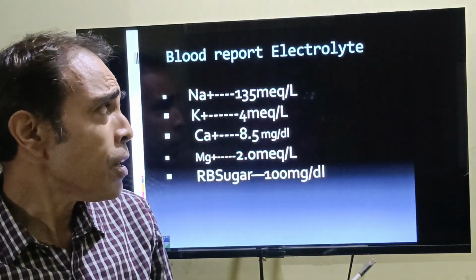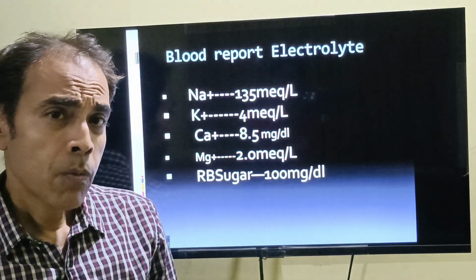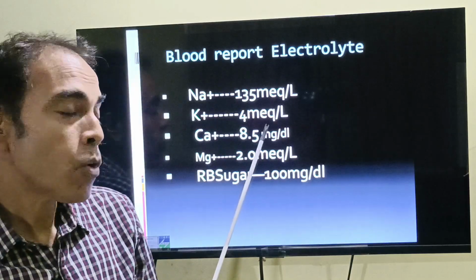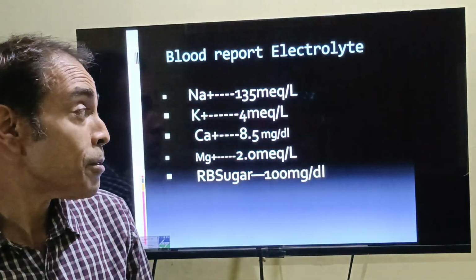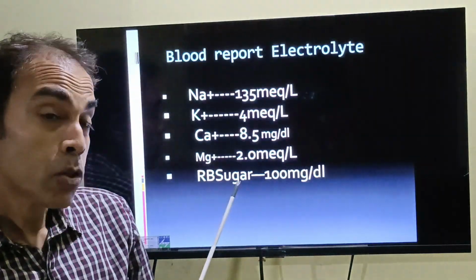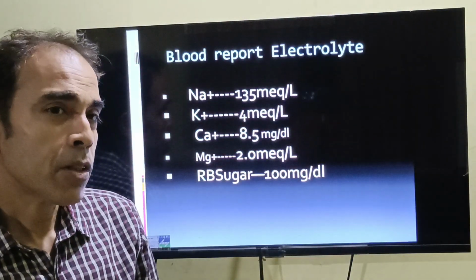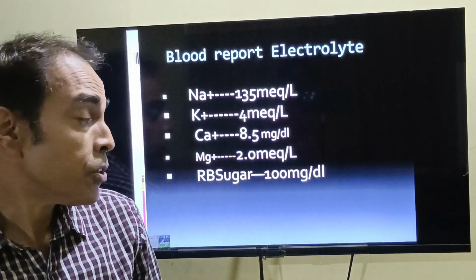So after drawing the blood sample, if you show this report to a healthcare professional or doctor, you'll find the following report. The sodium is 135 normally, potassium is 4 milliequivalents per liter, the calcium is 8.5 milligrams per deciliter, magnesium is 2 milliequivalents per liter, and the random blood sugar is 100 milligrams per deciliter. So these are normal blood reports that we usually get in a normal individual.